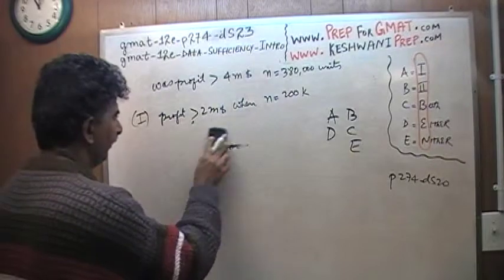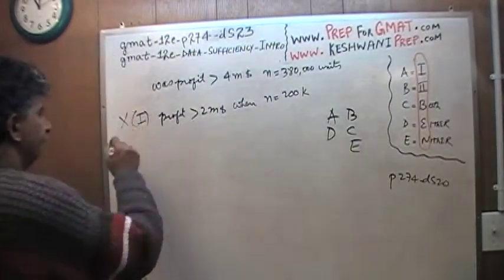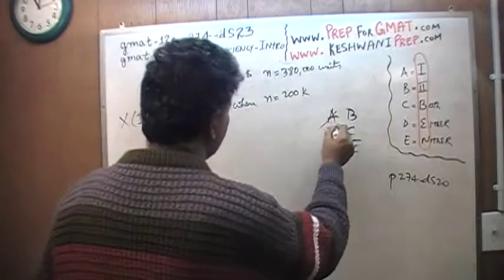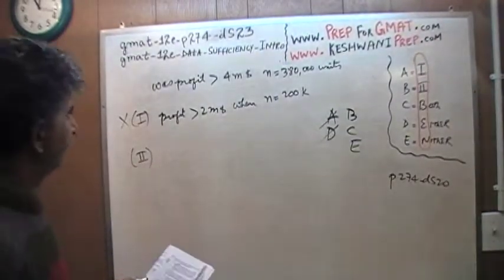This is useless information. The first statement by itself is not useful, which tells me that the answer cannot be A or D. Let's see what the second statement tells me.